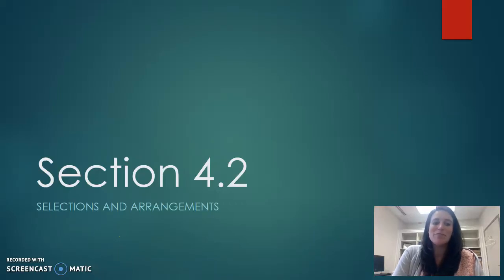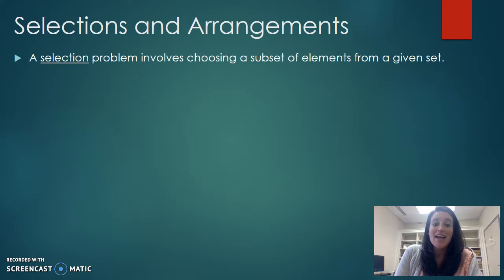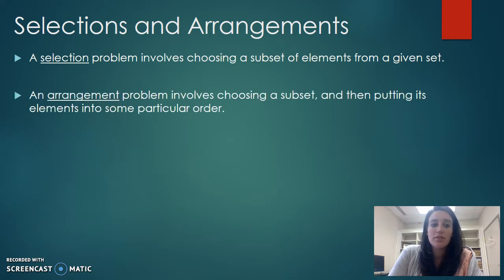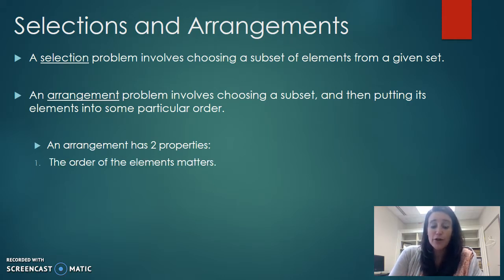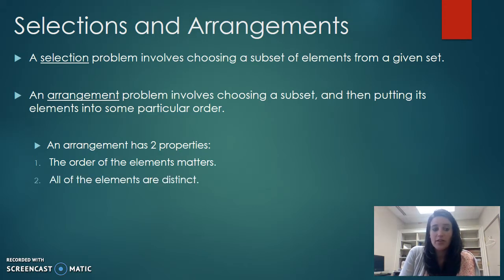Section 4.2 is about selections and arrangements. A selection problem involves choosing a subset of elements from a given set. And an arrangement problem involves choosing a subset and then putting its elements into some particular order. An arrangement has two properties. First, the order of the elements matters. And two, all of the elements are distinct.